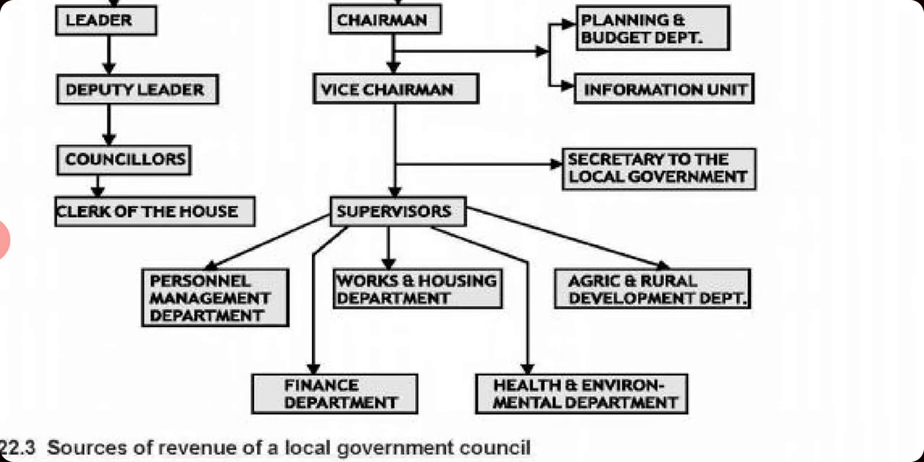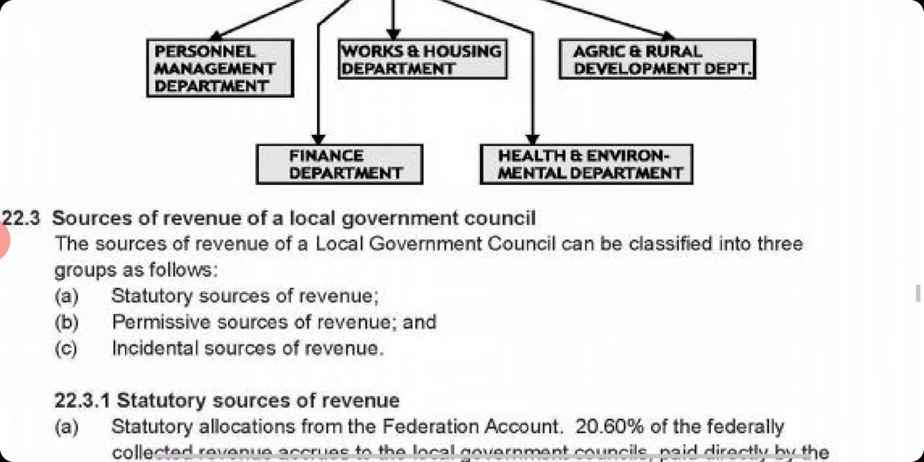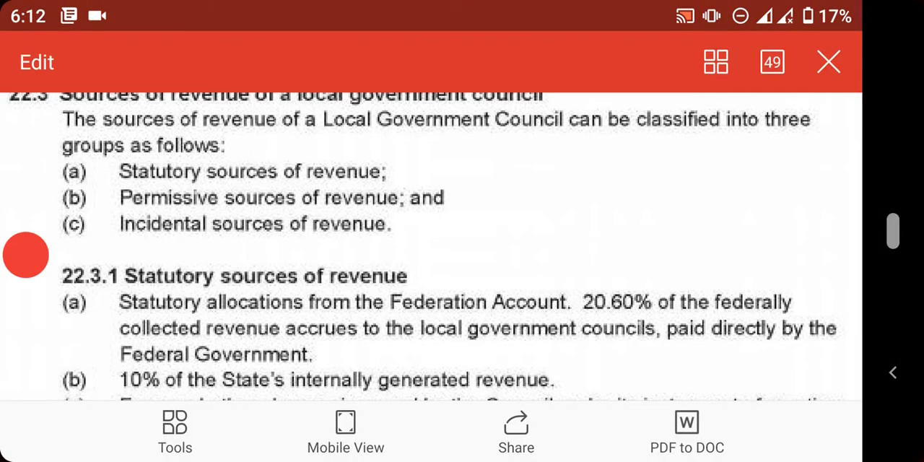So this is the structure of a local government council, and I hope this makes sense to you. Then we'll move on to the sources of revenue to the local government. In terms of classification, there are 3 major classifications of local government revenue. The first is statutory, the second is permissive, and the third is incidental.